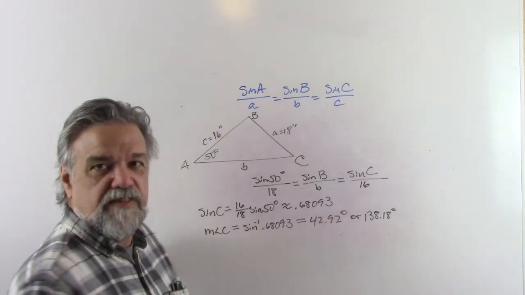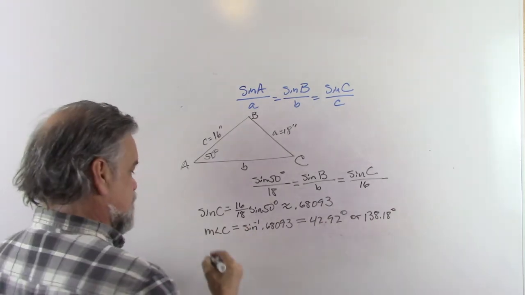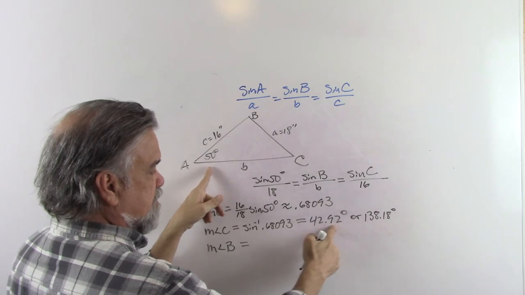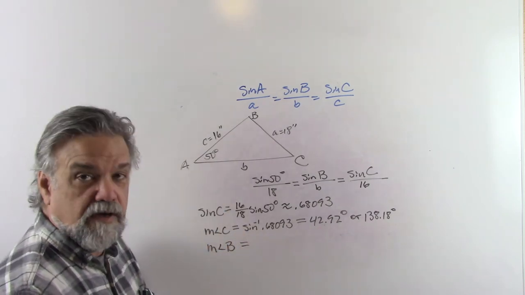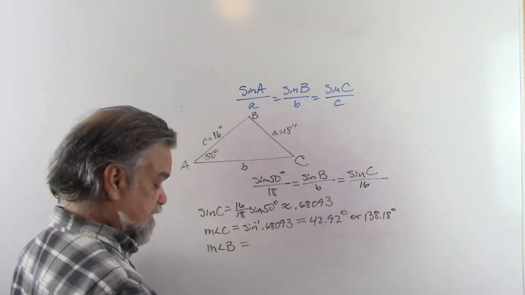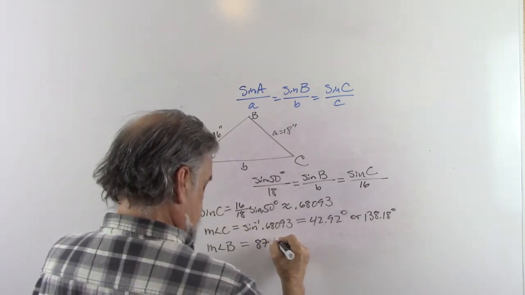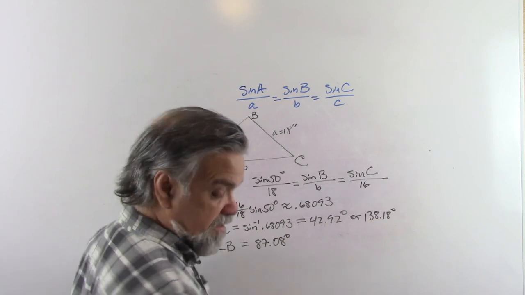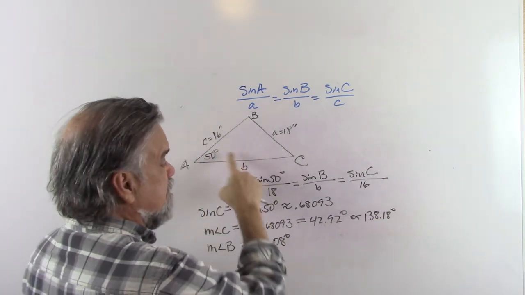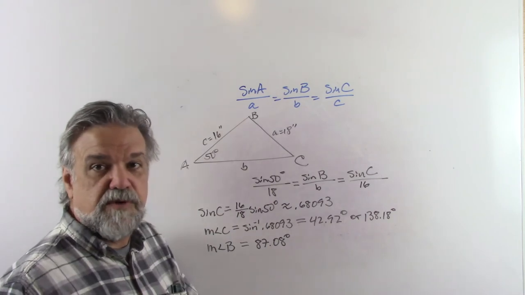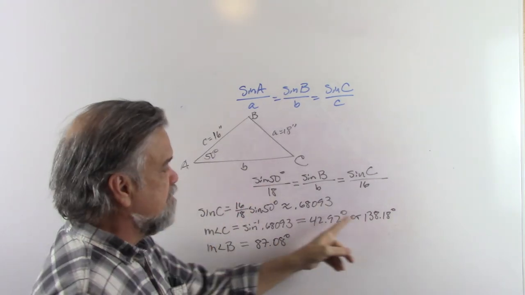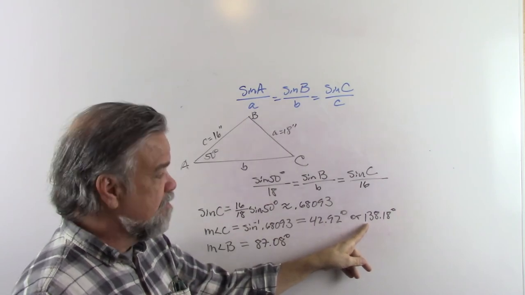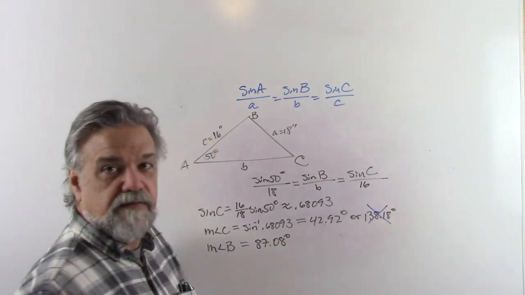Well, look, let's just assume that there are two different answers, right? So what's the measure of angle B going to be? Okay, well, in order for 50 plus 42.92 degrees to equal 180 plus whatever measure of angle B is, this would have to be 87.08 degrees, okay? And if C is 138.18 degrees, well then 50 plus 138.18 plus B is gonna be 180. But there's a problem. 50 plus 138.18 is 188.18. That already exceeds 180 degrees, so no, that can't be.